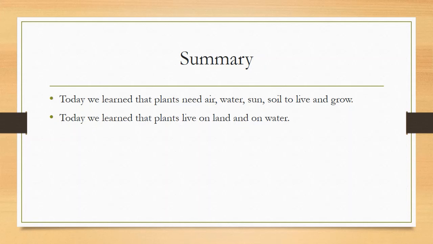Summary. Today, we learned that plants need air, water, sun, soil to live and grow. Just like us, they also need to breathe oxygen and drink water and also get energy from the sun so they can live and grow. We also learned today that plants live on land and on water.